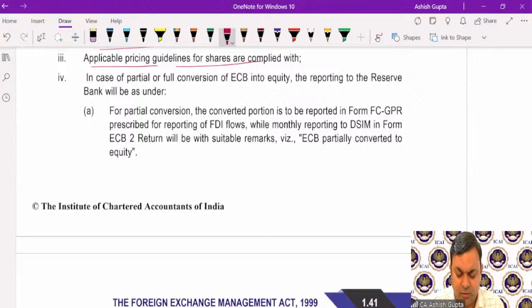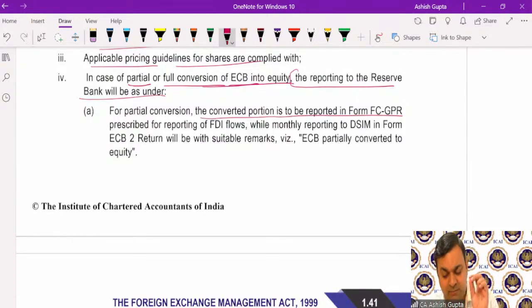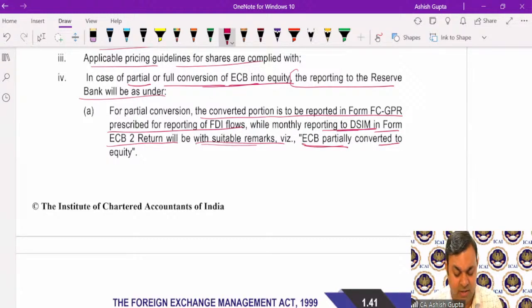In case of partial or full conversion of ECB into equity, the reporting to the Reserve Bank will be as under. For partial conversion, the converted portion is to be reported in form FCGPR. That form you need to remember, right? Form FCGPR is prescribed for reporting of FDI flow, meaning that form is used for FDI flow. While monthly reporting to DSIM in form ECB2 return, there will be a suitable remark like ECB partially converted to equity. You need to provide that remark also with the ECB2 return.